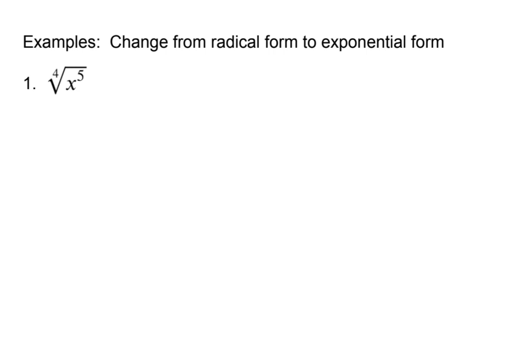In example 1, it's asking us to change this from radical form to exponential form. It's currently in radical form because it has that root symbol, and we're going to switch it to exponential form. So the base is x, it's not going to change, and then we need to decide the fractional exponent. The power, the 5, goes in the numerator, and the root, the 4, goes in the denominator or on the bottom. So the fourth root of x to the 5th is the same as x to the 5/4 power. And that's really all they're asking us to do here. We don't have to go any further. They're just telling us to change it to exponential form, which we did, so we're done.